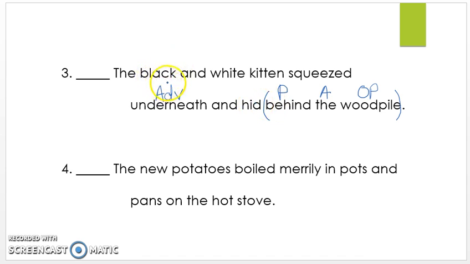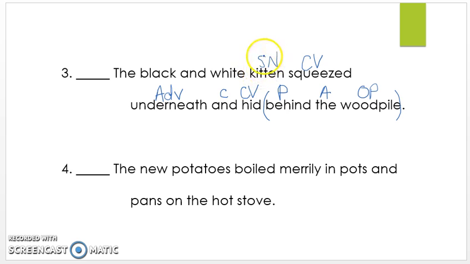The black and white kitten squeezed underneath and hid. Who squeezed underneath and hid? Kitten. Subject, noun. What is being said about kitten? It squeezed. And did it do anything else? Yes, it hid. And is a conjunction, which means we have compound parts. We have a compound verb hid and a compound verb squeezed. So put your C for compound in front of your verb labels.